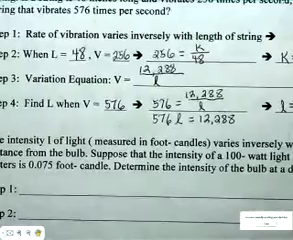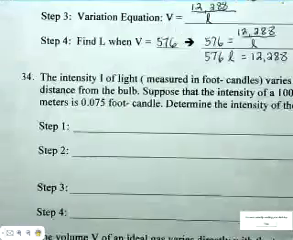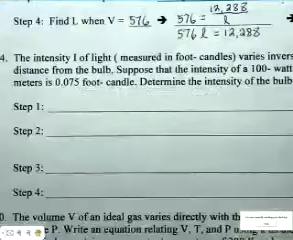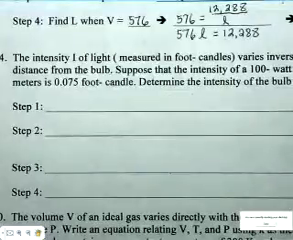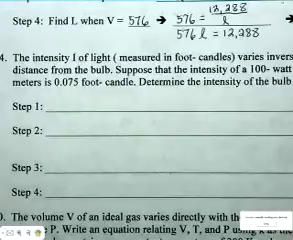All right, number 34. The intensity of light measured in foot candles varies inversely with the square of the distance from the bulb.